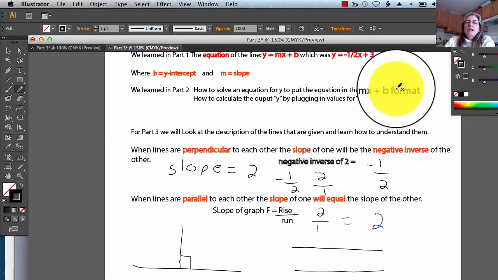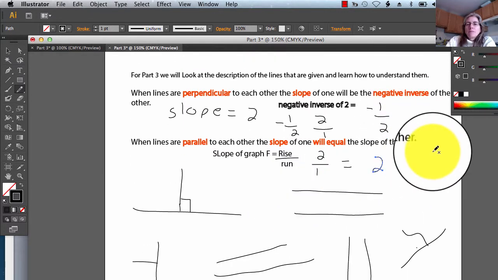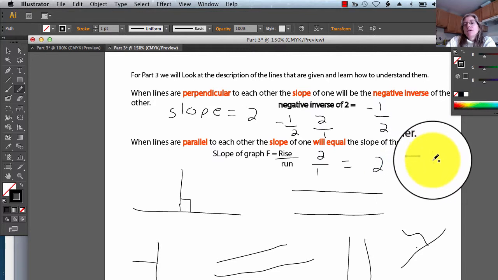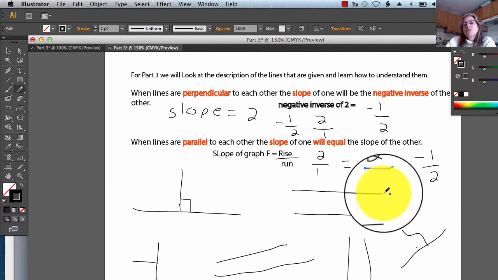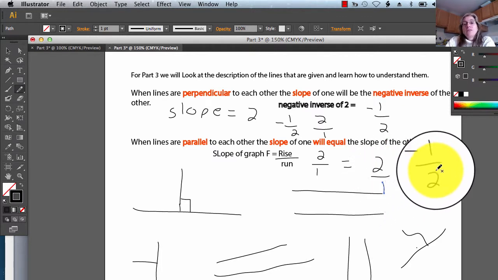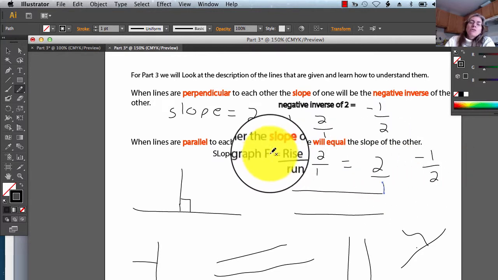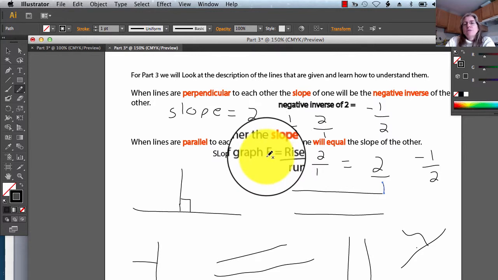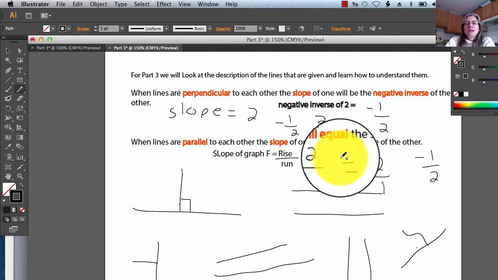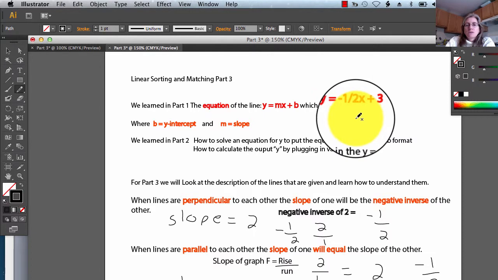The slope of our line here is negative 1/2. So the question we ask ourselves is, is negative 1/2 the negative inverse of 2? Well, it looks like the negative inverse to me, because the inverse of 2 over 1 is 1/2, and this is negative. So that means the line on graph F has to be perpendicular to the line on our graph A that we have been working with in each of these videos.